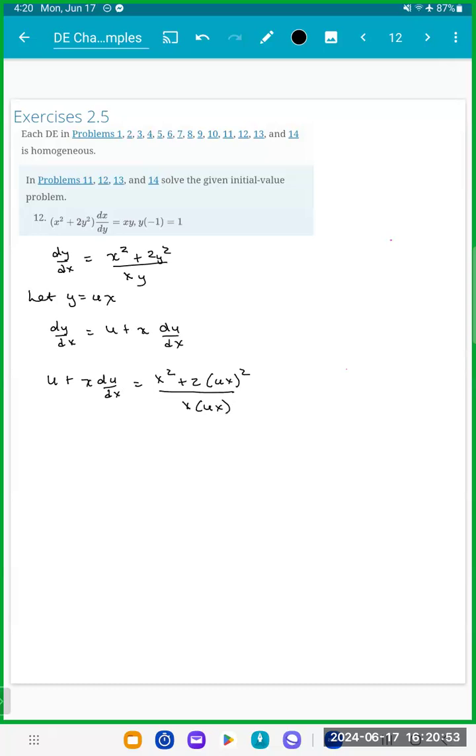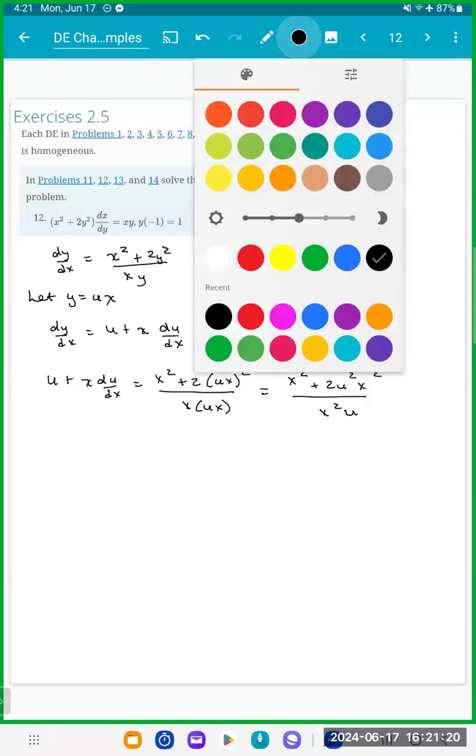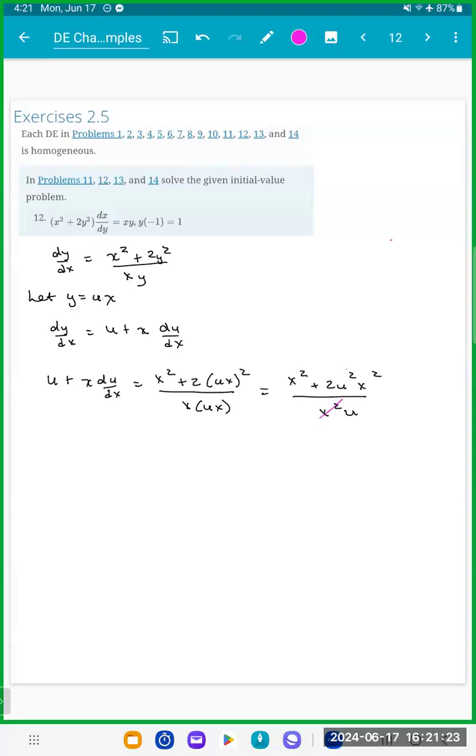For the next few steps, we're really going to keep our left-hand side of the equation equal and steady. We're just going to be working on simplifying the right-hand side, so that we can simplify this piece of the right-hand side to x squared plus 2u squared x squared over x squared u. You'll see I have an x squared in all of the terms.